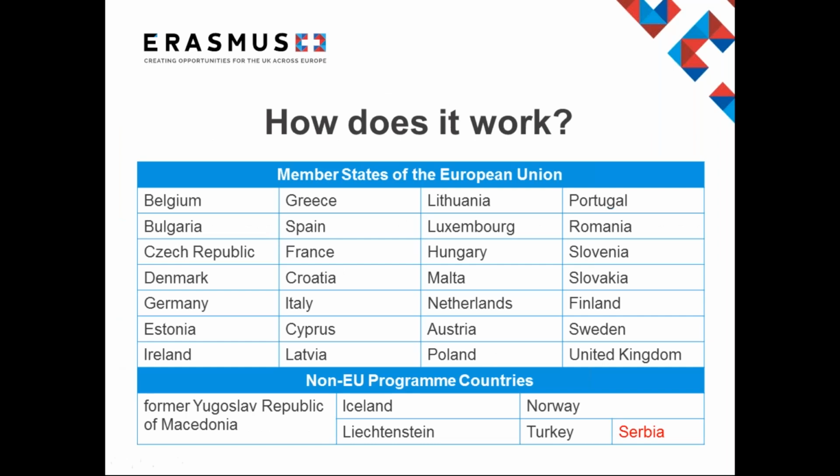So, how does it work? You can now see on the screen a list of program countries. This list can be found on page 22 of the 2019 Program Guide. All strategic partnerships must involve a minimum of partners from program countries, but under some Key Action 2 projects, you may also be able to involve organizations from partner countries. A list of these countries can be found on pages 22 to 24 of the 2019 Program Guide. We'll go into more detail later as to which projects can involve organizations from partner countries. You can see Serbia in red, as this is a new addition to the eligible program countries.